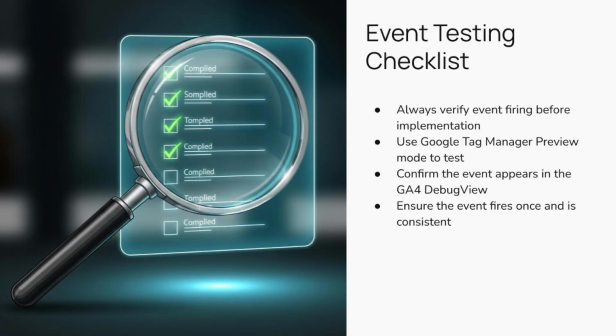One of the biggest mistakes I see is people assuming events work because they show up. Before trusting any event, use GTM preview mode and trigger the action yourself. Confirm the event fires once, and check it appears in GA4 debug view. If an event fires too early, too often, or inconsistently, it's not ready.